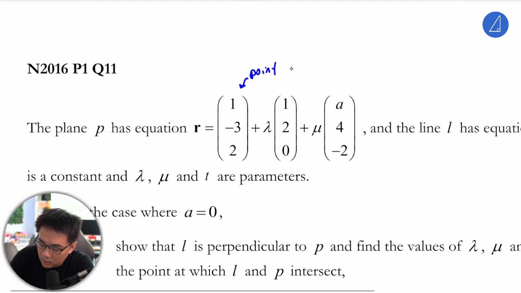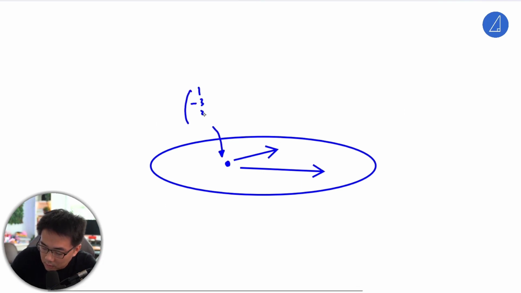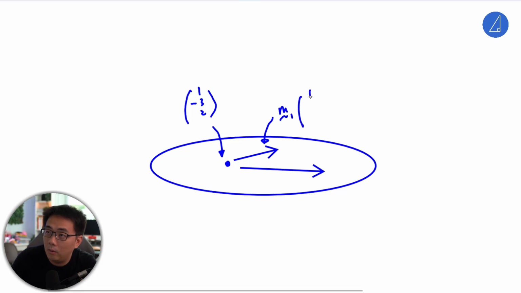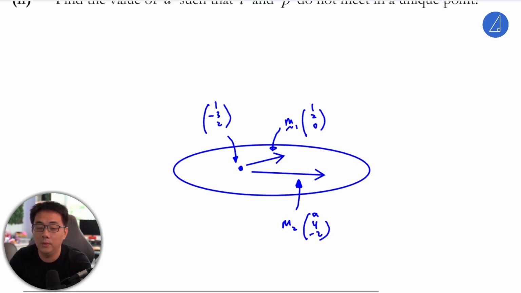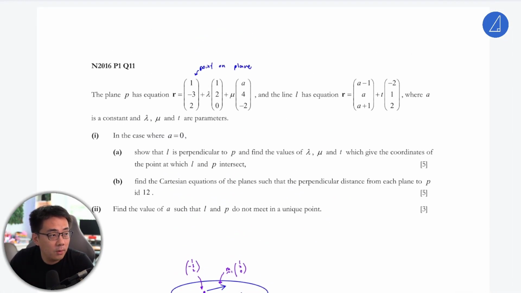Point on plane. If you want, you can just draw it out. This is how we draw it out. You have two directions. The point on the plane will be (1, -3, 2), then m1 here will be (1, 2, 0), and m2 will be (0, 4, -2). This is what I'll do. Usually I'll just draw, so just practice drawing. You would know how important drawing is.